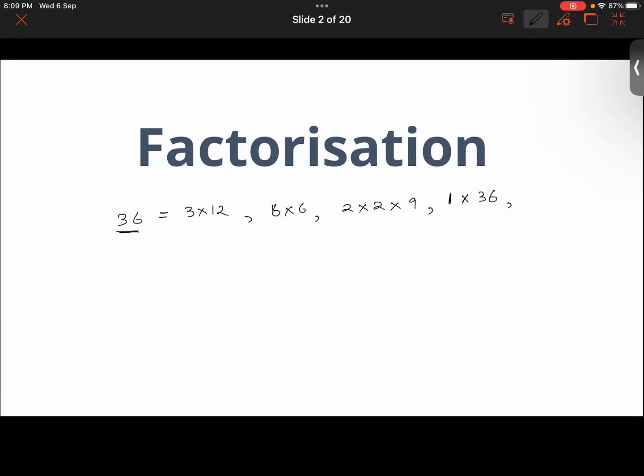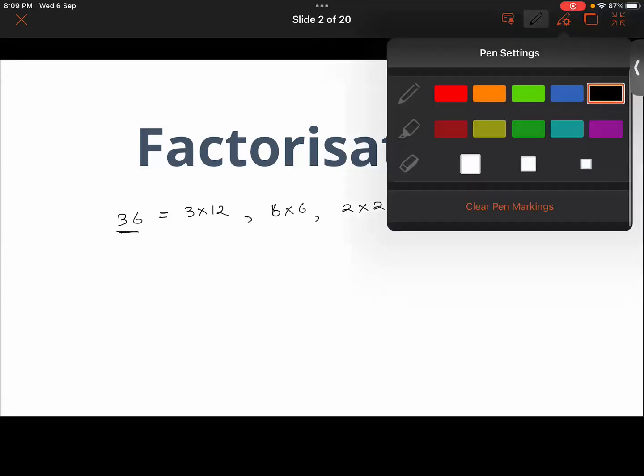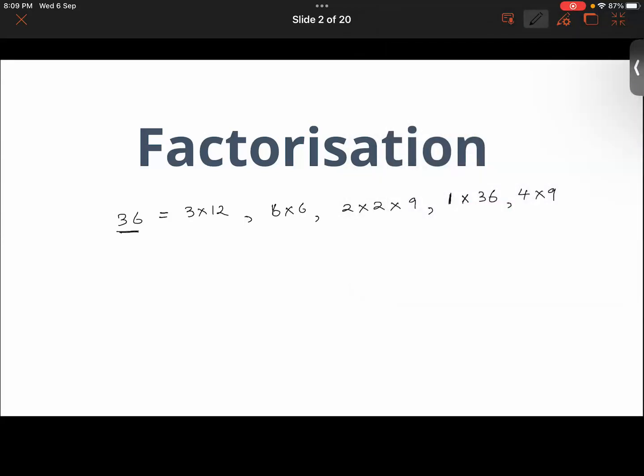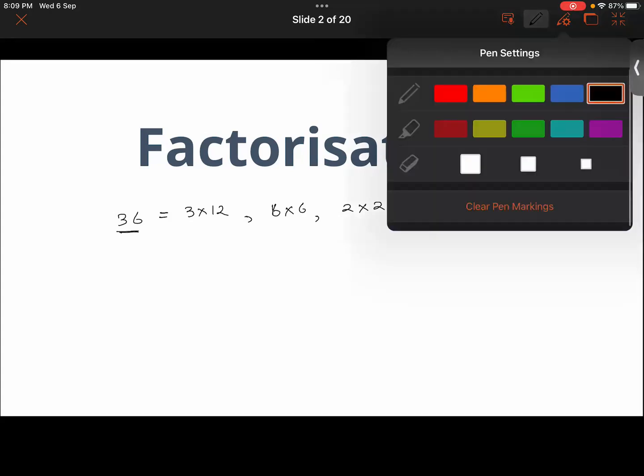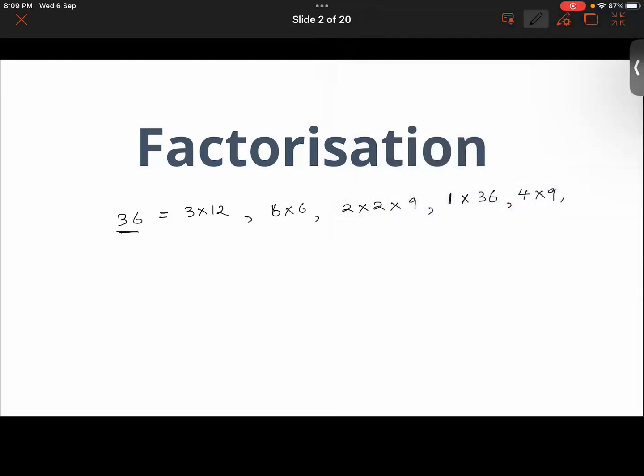You can write it like this also: 4 into 9. Any more factors? So 2 into 2 into 2 into 2. That can also be written like this: 2 into 2 into 2, 5 times. That will be giving you a different number now. 2 raised to the power 5 is not 36. Here you are seeing it is 32.